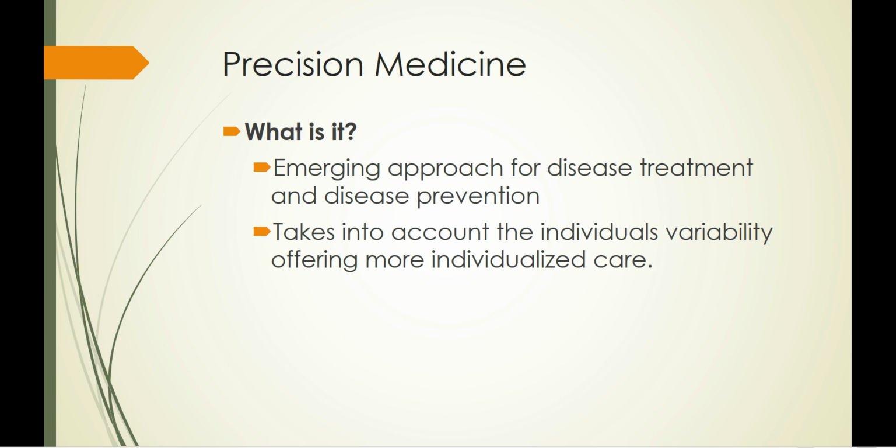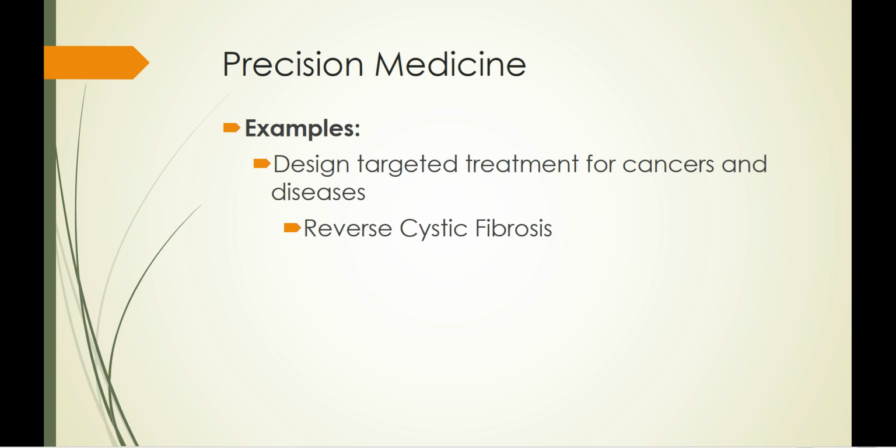Precision medicine is an emerging approach for disease treatment and disease prevention, and this is significant because it takes into account an individual's variability in their genes, their lifestyle, as well as their environment, and as a result it allows a more individualized sense of care. An example of this is targeted treatments designed specifically for certain cancers and diseases.